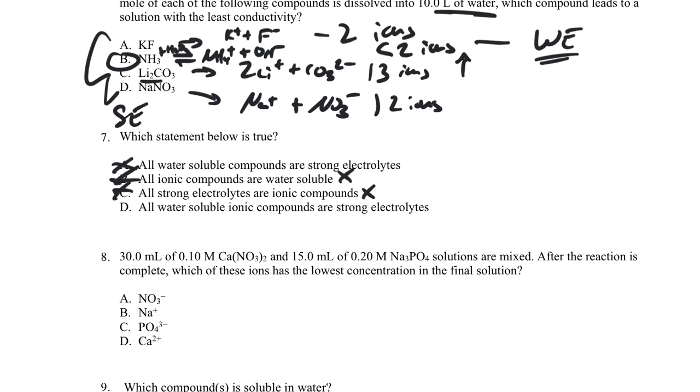All water-soluble ionic compounds are strong electrolytes. And that's exactly true. So if we know a compound's ionic and we know it's water-soluble, then we know it had to ionize. That's the whole process of it being soluble in water, is each ion being surrounded by its own little water sphere. So this statement is true.